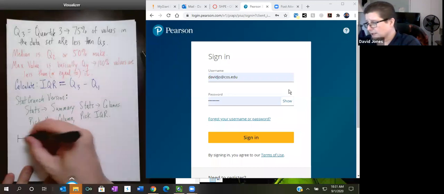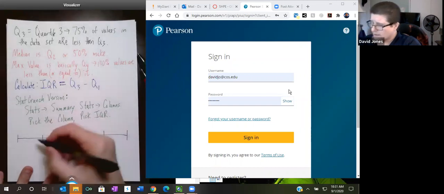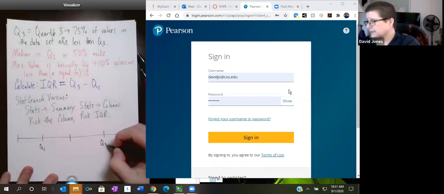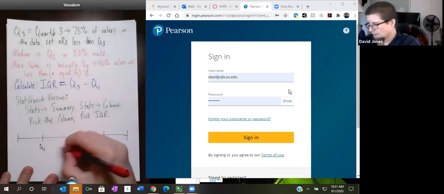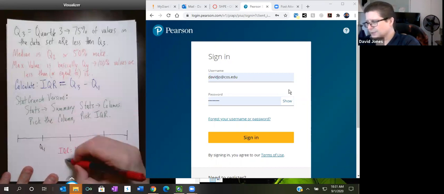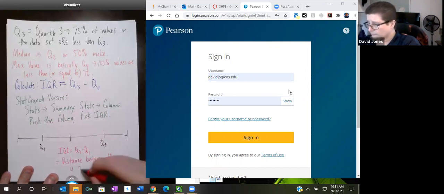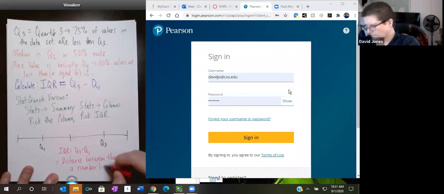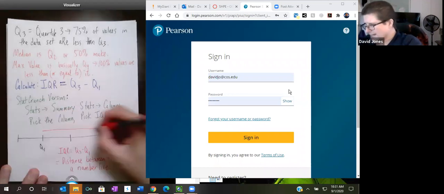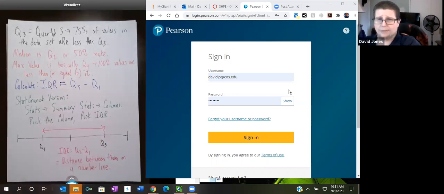Now, I'm gonna just sketch a little line again. Q1, Q3. So the IQR is Q3 minus Q1. It's the distance between these two on a number line. It's that distance right there. And I just drew a line above Q1 to Q3.